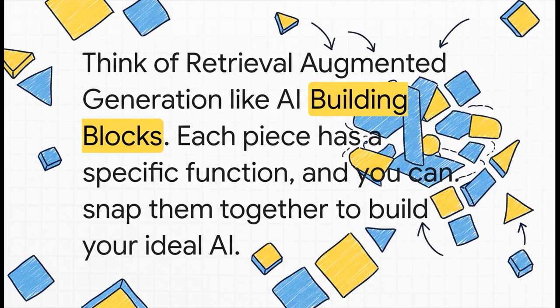And look, forget about picturing complicated lines of code. The absolute best way to get your head around RAG is to think of it like a big set of Legos. Seriously, each piece has a very specific job, and you can just snap them together, swap them out, and build the exact AI you need. It's all about being modular.